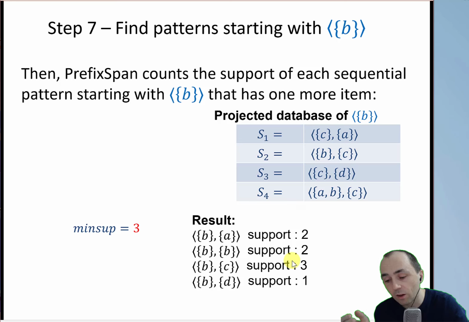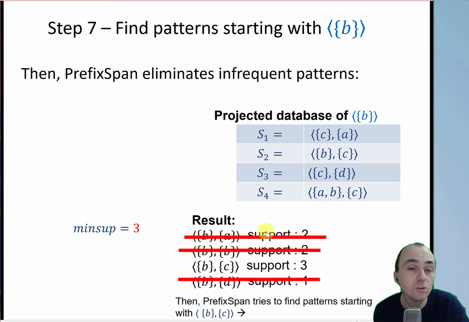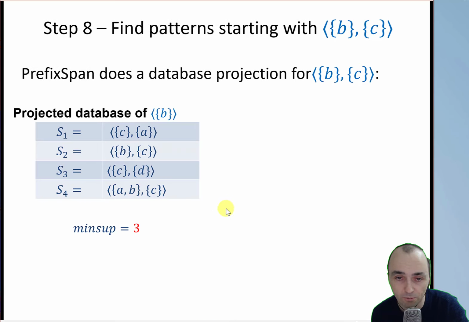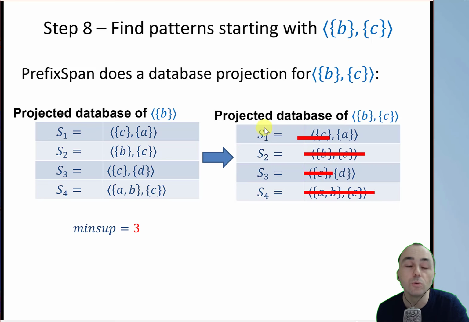So now after PrefixSpan reads the database only one time, it will count all of this and then it will eliminate the infrequent patterns. Here we want to find the patterns that appear at least 3 times. So there is only one that is frequent, B followed by C. Now PrefixSpan will do the same operation again. We'll try to find the patterns that start with B followed by C. So let's have a look. B followed by C. So we take the projected database of B, we do the projection with C to get the projected database of B followed by C.